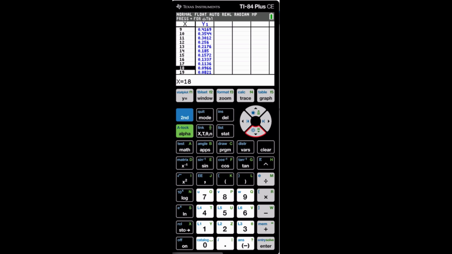Once you're trying to figure out the number of times after the first bounce that the maximum height reached is greater than 10 centimeters, then that means 10 times. There are 10 times where the height is going to be greater than 0.1.